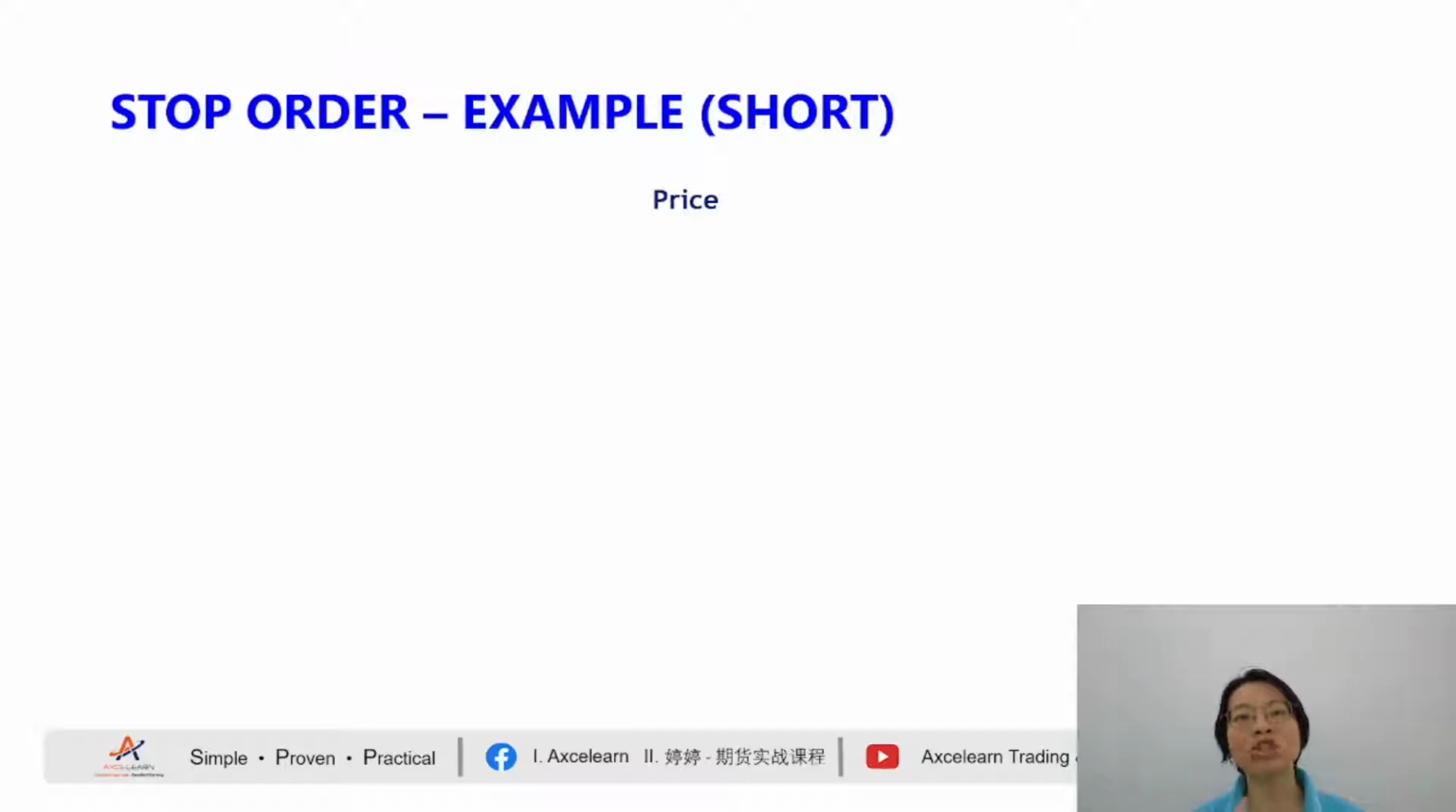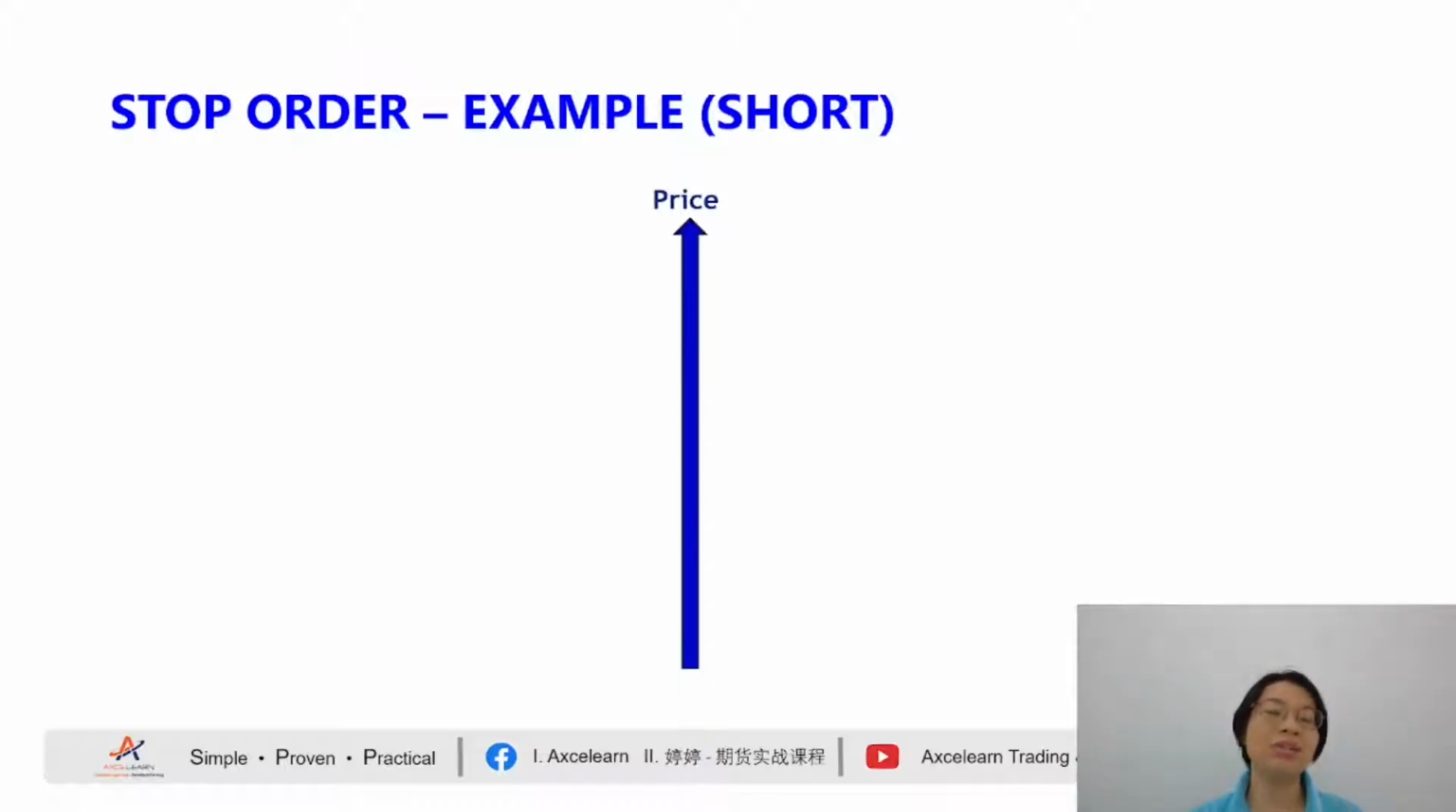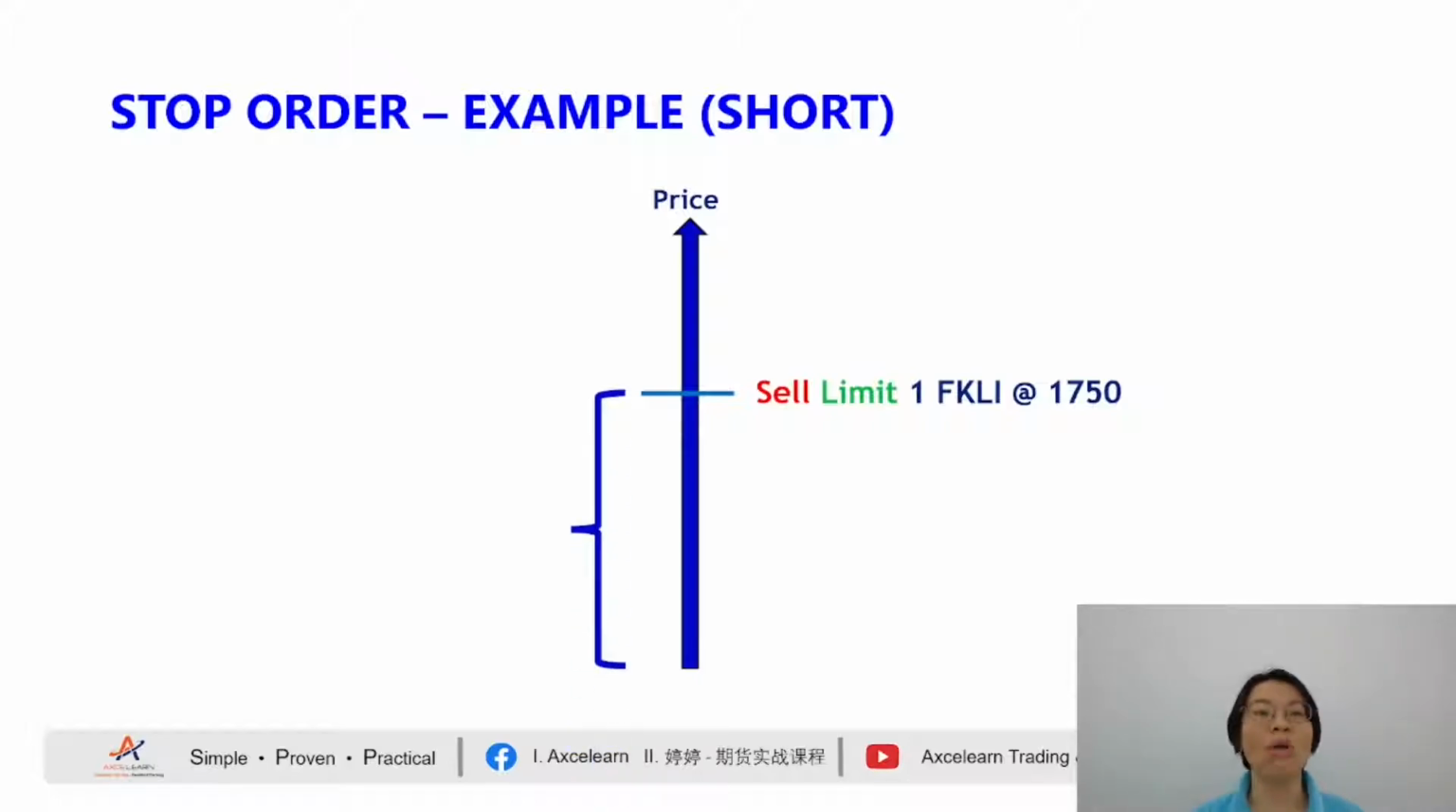Now, coming to the short example, when you are selling a contract, you start by selling a futures contract. Again, you're using the XY axis concept. So let's say, for example, you sell limit contract 1 FKLI at the price of 1750. Now, when the market starts to drop, you're having a profit. Am I correct? When you sell high, then when the market drops, you're definitely having a profit.